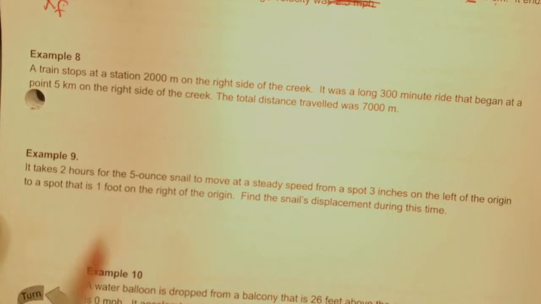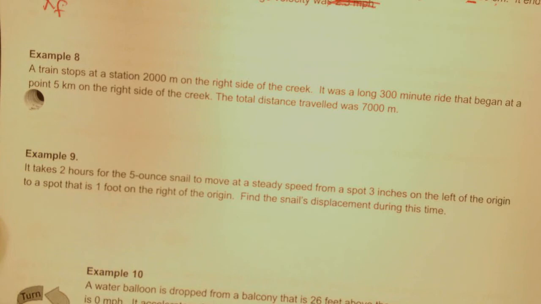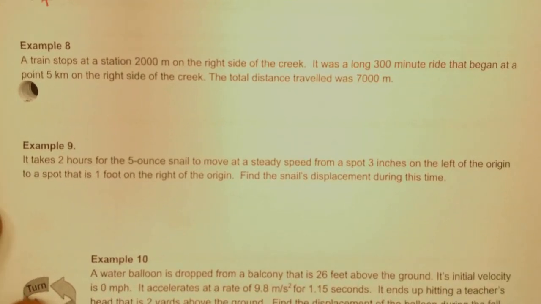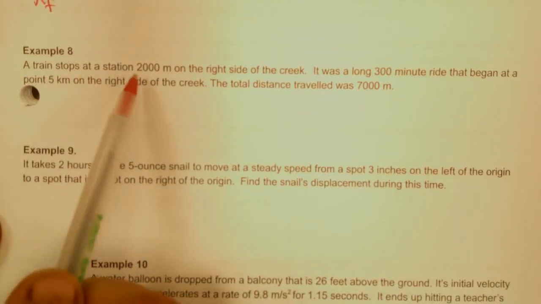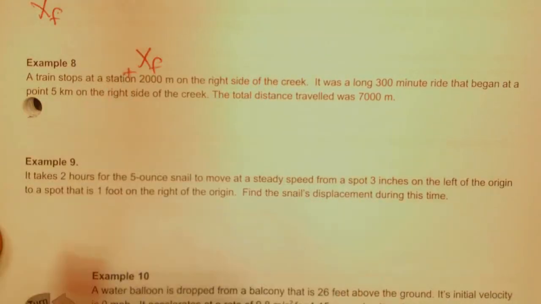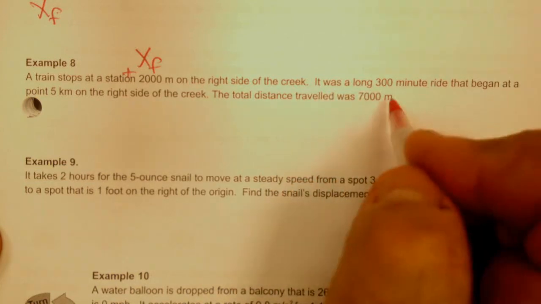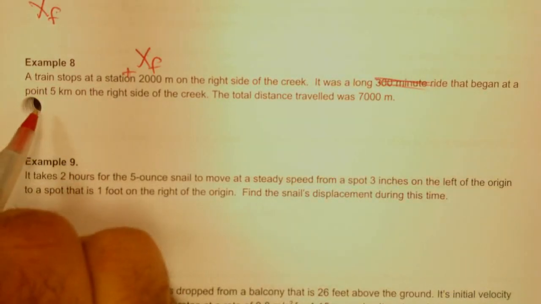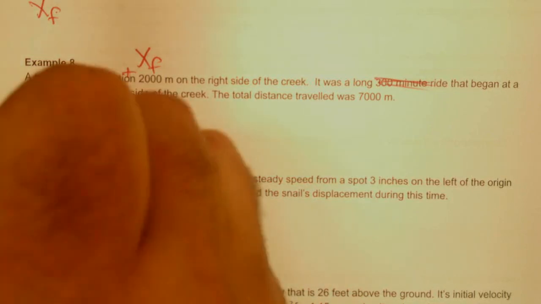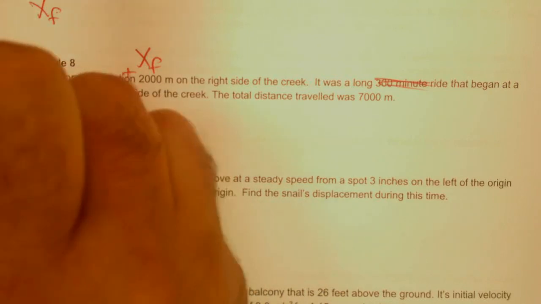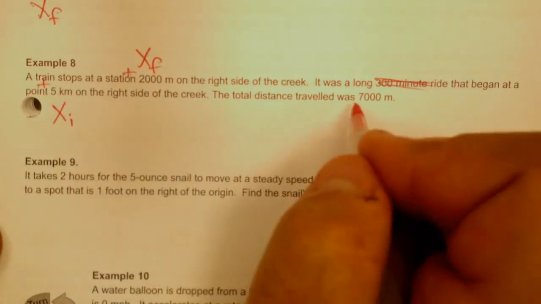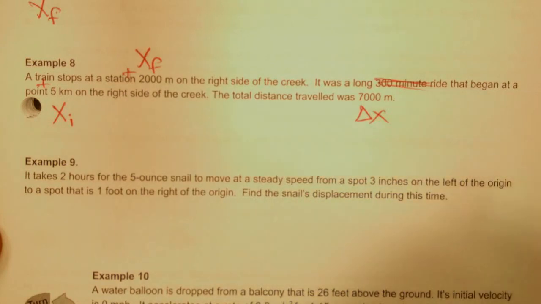Pause the video and try to do number 8 on your own. Okay, you should have at this time paused the video, and you should have all sorts of marks here. The train stops at a station, so this is the x sub f. It's on the right side, so that's positive. It was a long 300 minutes. That's time. Ignore it. It began at a point 5 kilometers on the right side, so this began point is the initial point. It's the right side, so it's going to be positive. The distance traveled is the displacement, delta x.